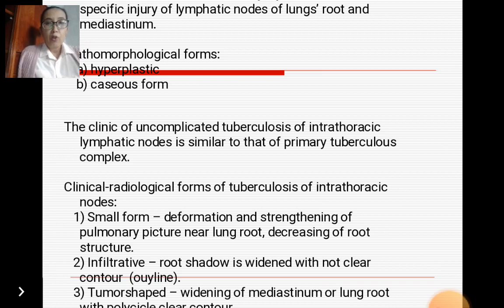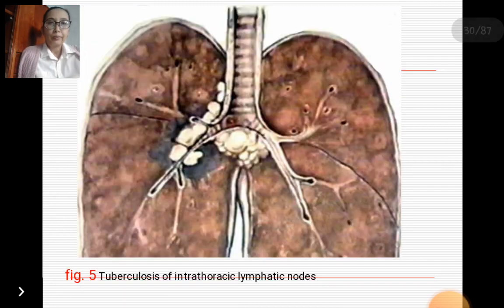Clinical radiological forms: the first one is the small form, with deformation and straightening of the pulmonary picture near the lung root and decreasing of root structure. The second one is the infiltrative form, and the third one is the tumor shape form. In this slide you can see tuberculosis of intrathoracic lymph nodes schematically. You can see the enlarging of lymphatic nodes of the bifurcation and bronchopulmonary group of intrathoracic lymph nodes.